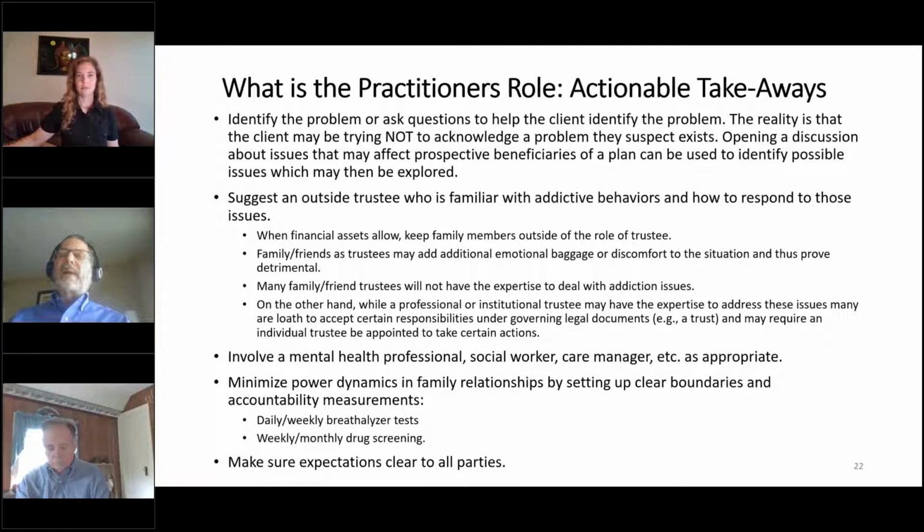Keep in mind that some friends and family members will not have the ability to deal with addiction issues. I was asked to be a trustee early in my career for a family member that had these types of issues, and I was young and naive, and I thought I was doing a good deed, and I accepted the position. And I was getting vile phone calls at 2 in the morning. I don't know if it was 3 in the morning that Amanda said, but I was getting all sorts of vile phone calls with death threats from this individual.